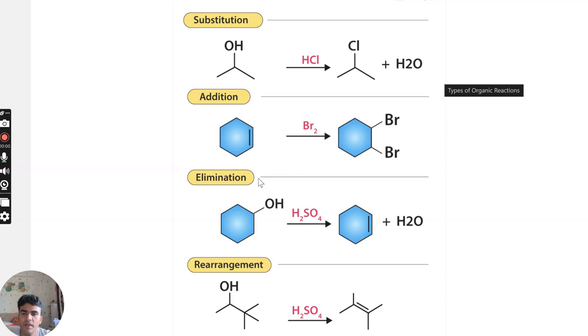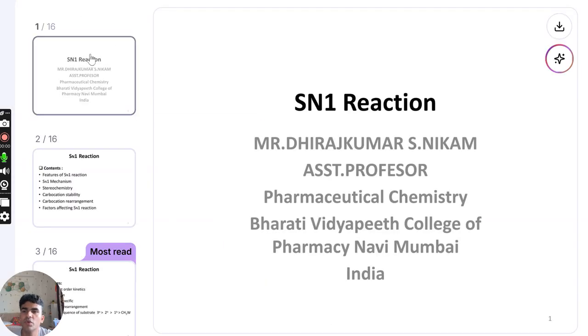be formed. In an elimination reaction, one or two small molecules will be removed from the substrate. And in rearrangement, you can see that the product rearranges to form a new product. So these are the 4 types of reactions which are dominant in organic chemistry. So today we will discuss the SN1 reaction, that is substitution nucleophilic unimolecular.